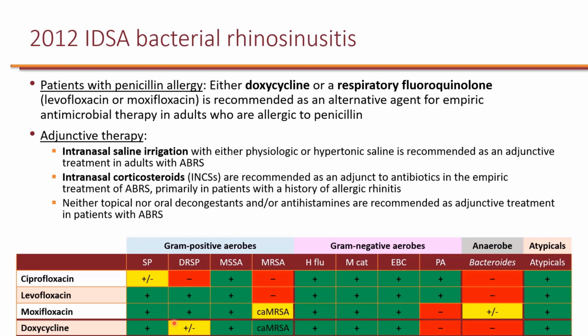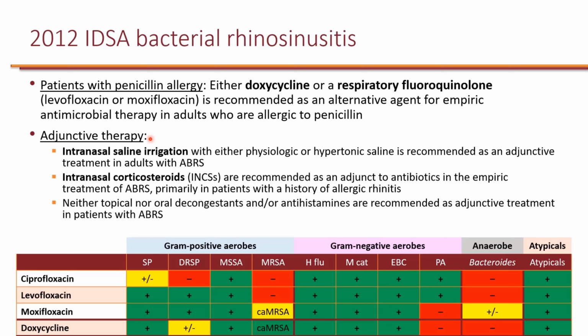You might choose a fluoroquinolone over doxycycline because doxycycline doesn't work well against drug-resistant strep pneumo. But if the patient doesn't have risk factors for drug-resistant strep pneumo, then they can totally use doxycycline because it will have good activity. Now, there are also some recommendations for adjunctive therapy.